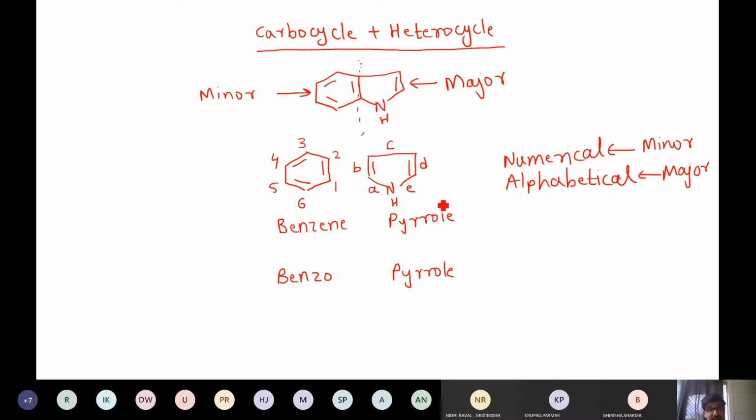Yes, sir. If we start anti-clockwise, what will be the alphabet that bridge will be getting? D. So what will be preferred? The alphabet B will be preferred over D, right? So in this case, we are going to go clockwise like this when we are defining the bonds. Is that okay? So combining the two, we get the name benzo[1,2-b]pyrrole. Is that fine? Everyone, is that okay? Yes, sir.